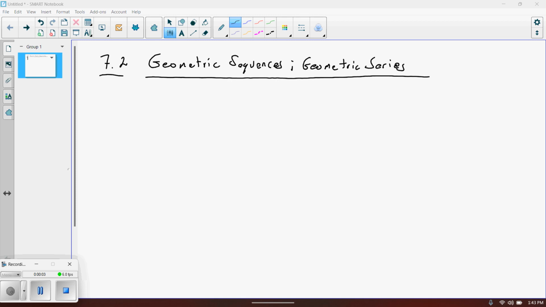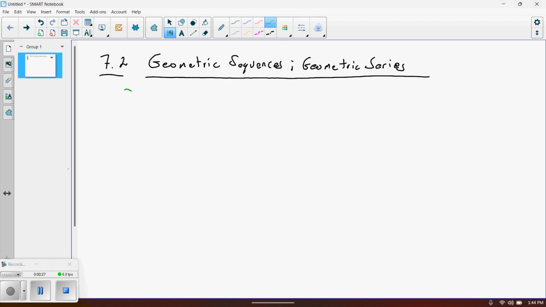Okay, so this is Math 146, Section 7.2. In this section, we're going to be talking about geometric sequences and geometric series. The most simple way to differentiate between the two is that a sequence, as we've talked about already in 7.1, is just a list.